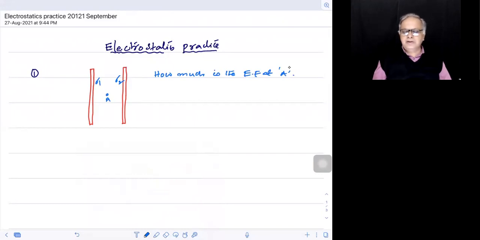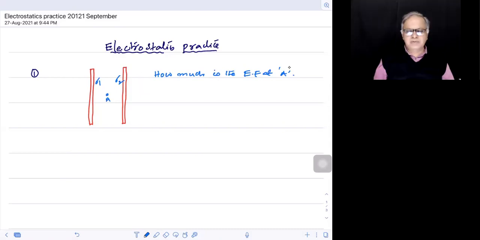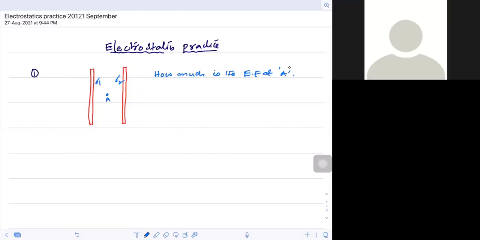All right. So my screen is visible to you properly. Yes. I'm trying a little new method. You must have understood what I am doing. Right. So how much is the electric field at A? So would you like to suggest something? Come on.